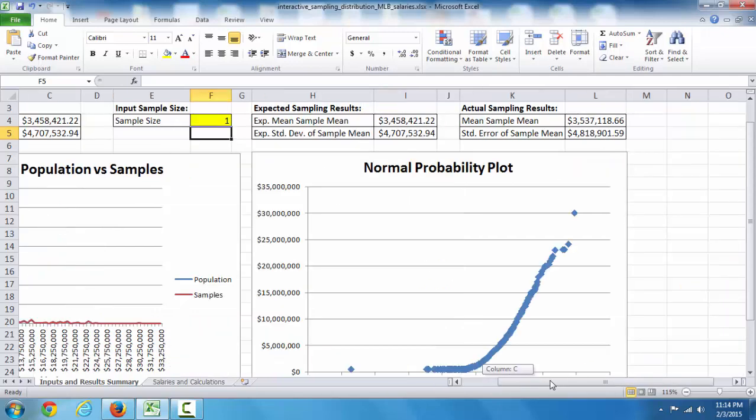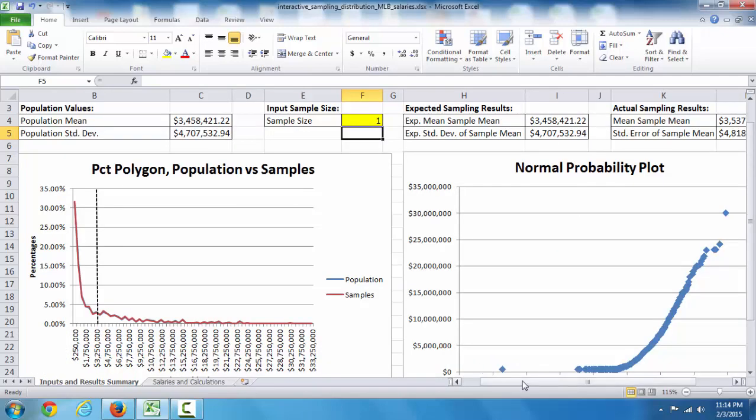Over here to the right is a normal probability plot. This is a plot of the sampling distribution. So remember, if this normal probability plot is a straight line, that means that the distribution is approximately normal. So when I take samples of 1, the normal probability plot is nowhere close to being straight. And you can see here on the polygons that with a sample size of 1, the sampling distribution is this red line. It's highly skewed.